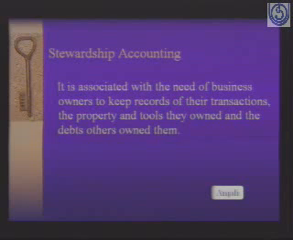recording of business transactions. So what we can say is stewardship accounting is associated with the need of business owners to keep records of their transactions, the property and tools that they owned, and the debts covered others owed them. So there are various accounting concepts and procedures which are being used today for systematic recording, but they do have their origin in practice employed by the merchants in the earlier centuries.